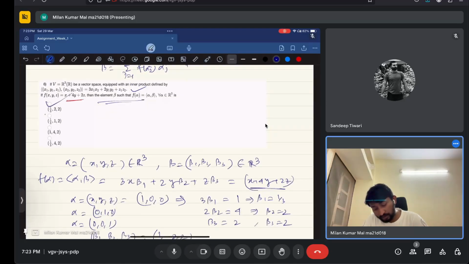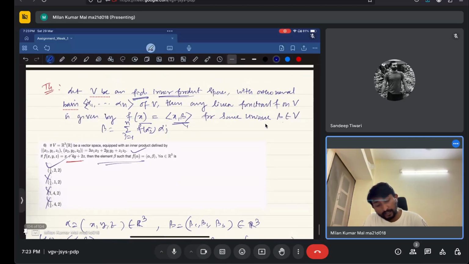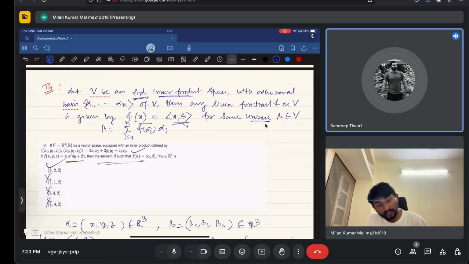This is correct, so all other options are incorrect. Why are all the other options incorrect? Because there exists a unique one. Unique, right? Unique.